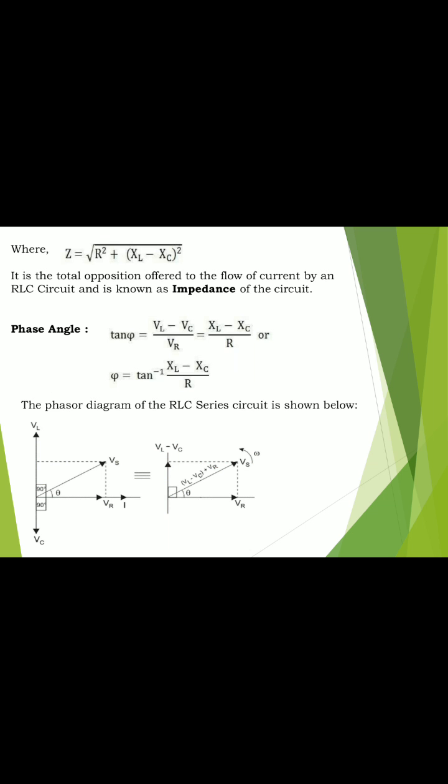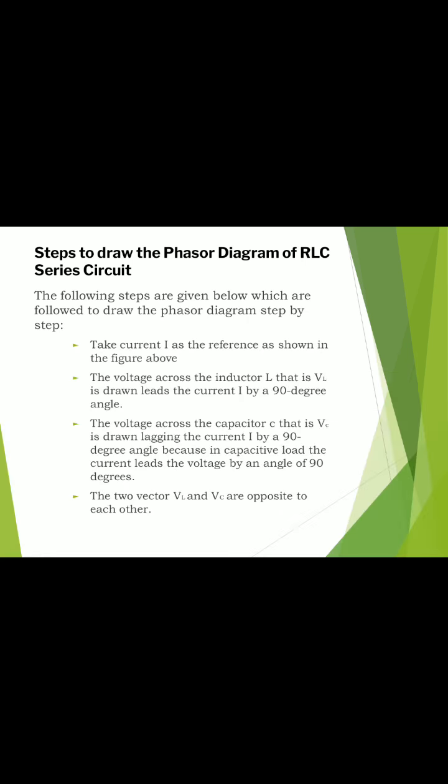To find out impedance, we have the formula Z is equal to under root R square plus (XL minus XC) square. That is, the total opposition offered to the flow of current by an RLC circuit is known as impedance of the circuit. Now to find out phase angle, we have formula tan theta is equal to (VL minus VC) upon VR, or (XL minus XC) upon R. Or to find out angle, we have formula theta is equal to tan inverse of (XL minus XC) upon R. The phasor diagram is as shown in the diagram.